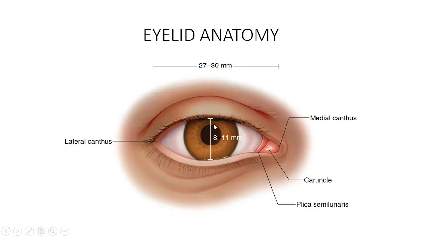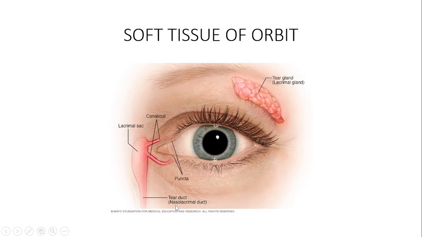There's some measurement that we should know about. The aperture or the opening between the upper and lower eyelid measures 8 to 11 millimeters vertically, and horizontally it measures 27 to 30 millimeters. That is the palpebral fissure. That is the height, and that is the width of the palpebral fissure.